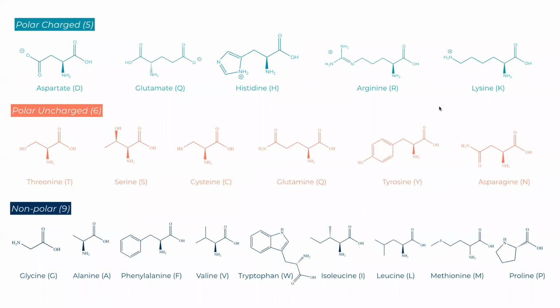So there are 20 standard amino acids that occur in nature. They can all be divided up mostly between 3 classes. These are going to be polar charged, polar uncharged, and non-polar. Let's start with the non-polar amino acids. The non-polar amino acids are generally going to be found in the interior of peptides. And these are generally going to be structural types of amino acids.